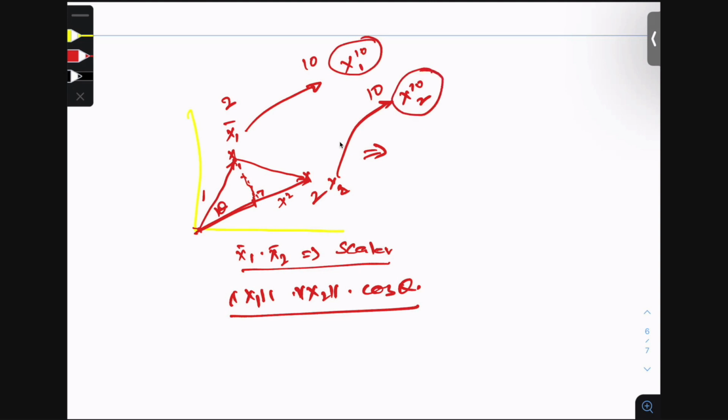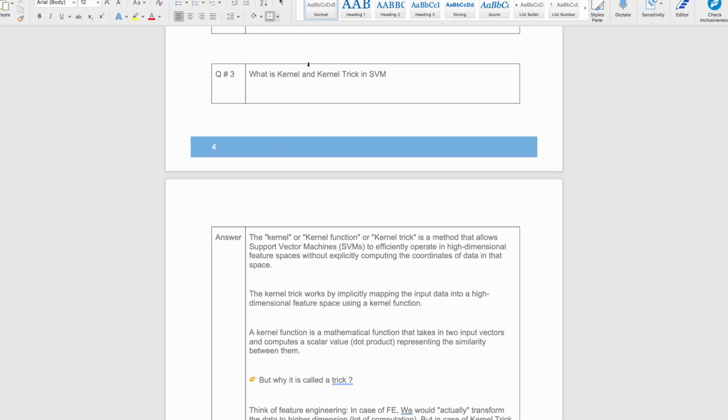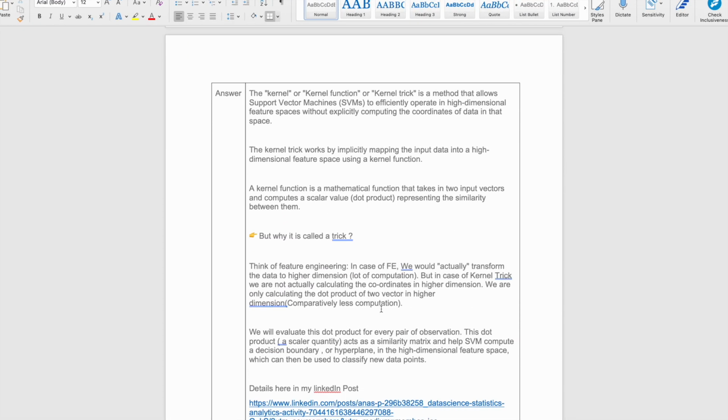So in the 10 dimension feature space, my kernel is a function which will calculate the dot product between these two vectors without actually doing this particular transformation. You understand? Without transforming the individual vectors to a higher dimension space, I'm still able to calculate the dot product in the higher dimension space. That is what essentially the kernel trick is. Okay, friends, I hope that part is understood.